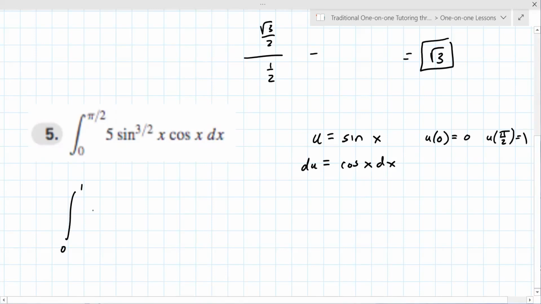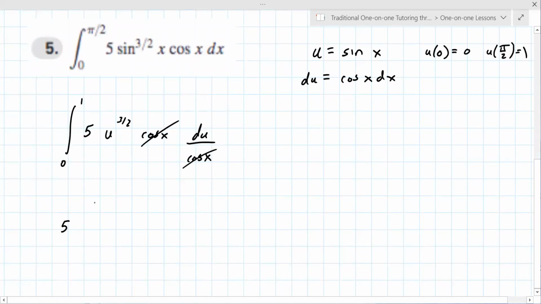So we have 5u to the 3/2 cosine x, and then our dx, we're supposed to solve it for dx. That's du over cosine x. And you can see that those cancel. You can move the 5 to the outside if you want. Integral 0 to 1, u to the 3/2 du. And that's u to the 5/2.